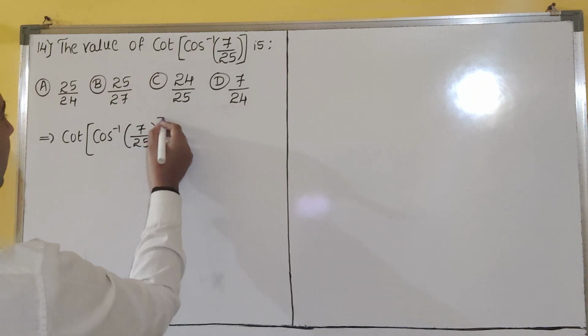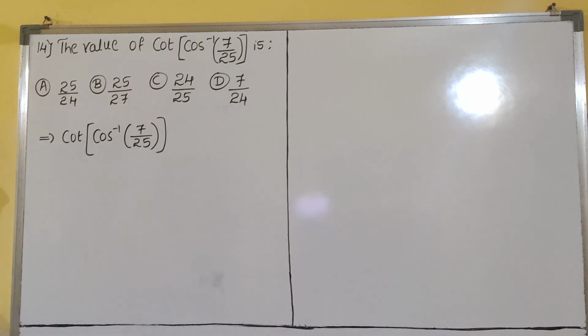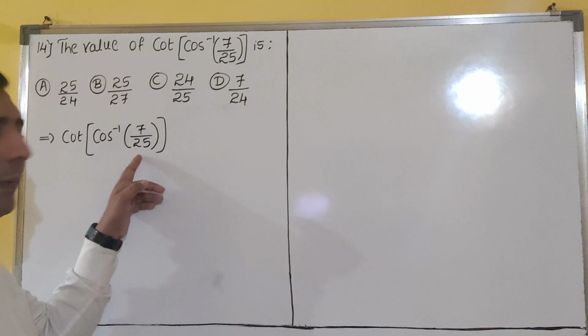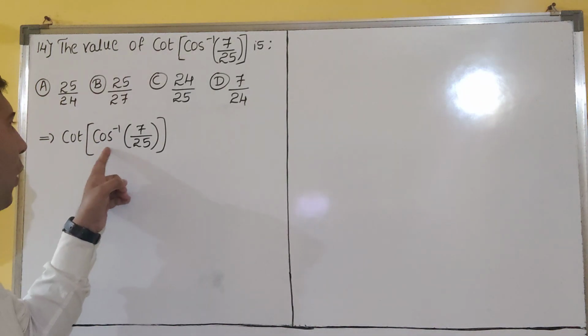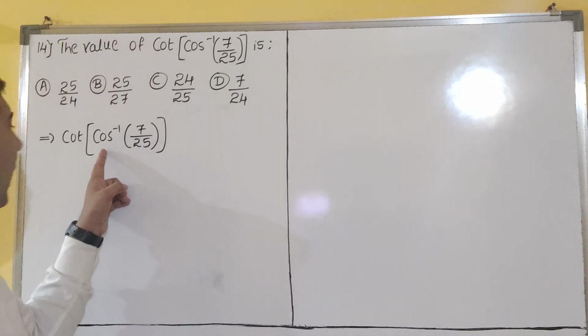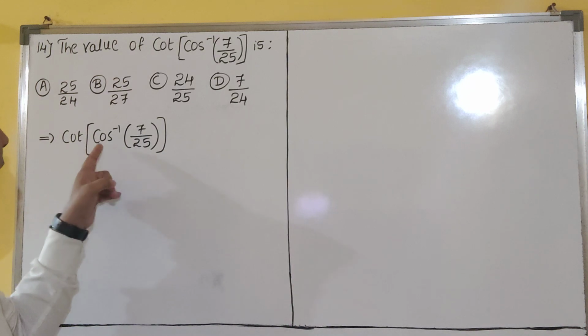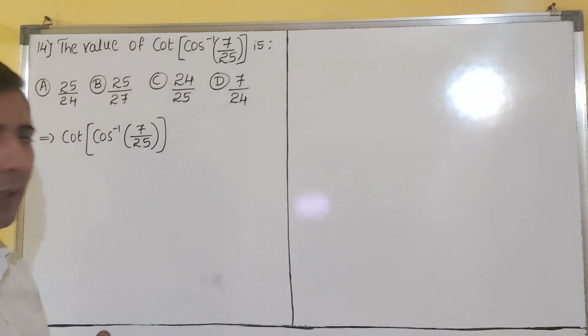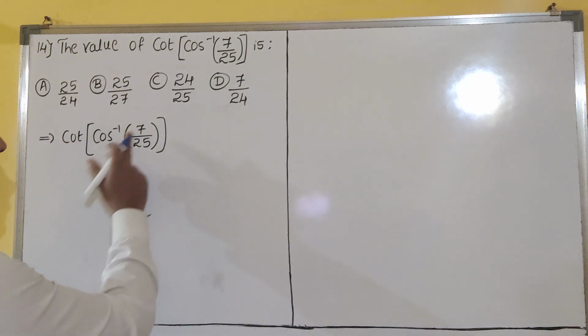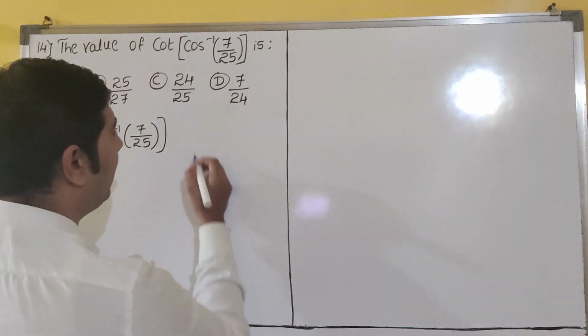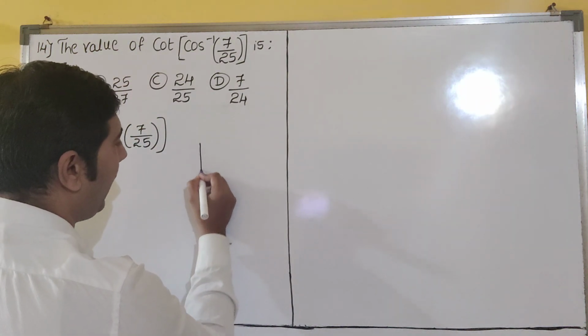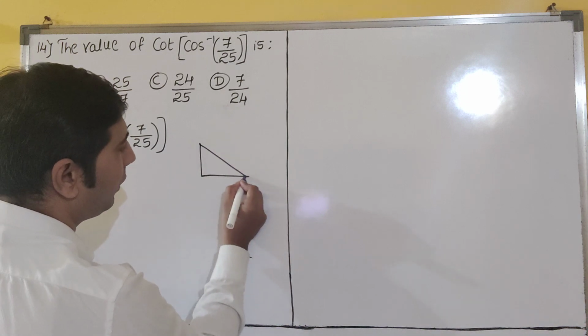So they are given here cos inverse of 7 by 25. This cos inverse I will convert to what? Cot inverse. Understood? Because cot of cot inverse x is x only, dear students. So now see, cos inverse 7 by 25, how to convert? You know cos inverse, how we will write? So cos, how we will write?